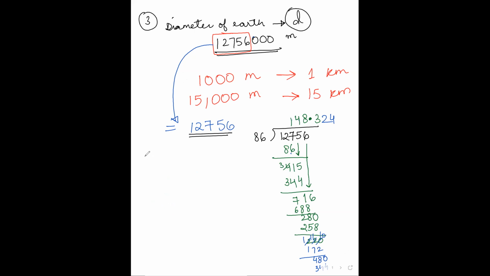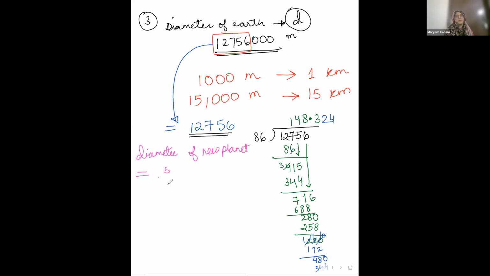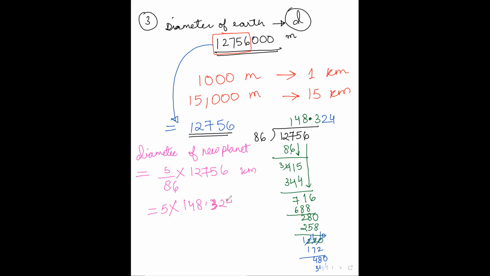The answer over here is, so the diameter of the new planet is equal to 5 by 86 times 125756 kilometers. So this is equal to 5 multiplied by 148.324 kilometers. Okay, then you just multiply this and you'll get the answer. Okay, just don't leave it like this in your exam. Anyway, yeah, so tell me which question, which exercise.